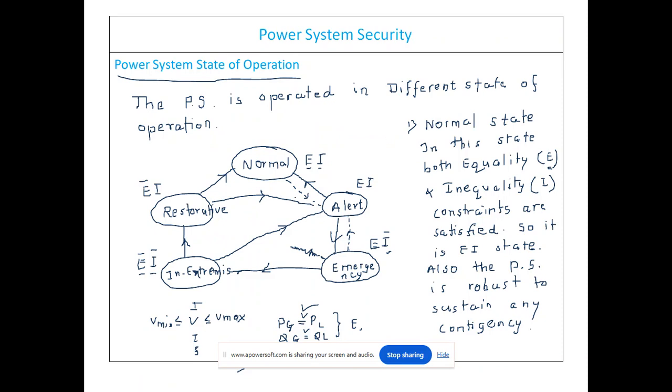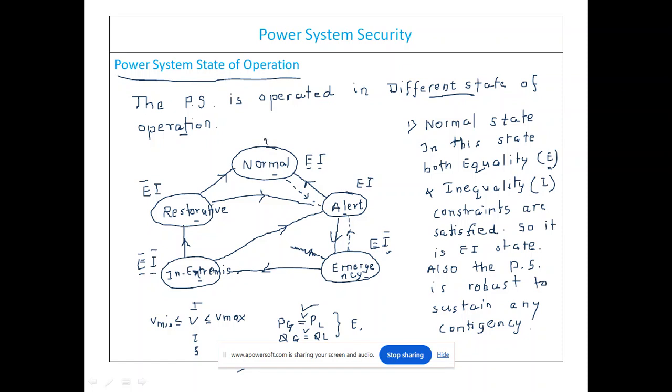The power system state of operation. The power system is operated in different states of operation. We can see here, there are 5 states that are defined. One is normal state, another is alert state, then emergency state, then in extremis state, and then restorative state. So these 5 states of operation are different healthy conditions of the power system.